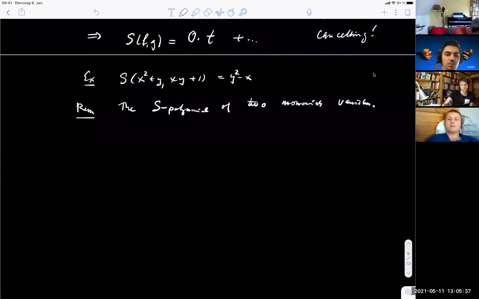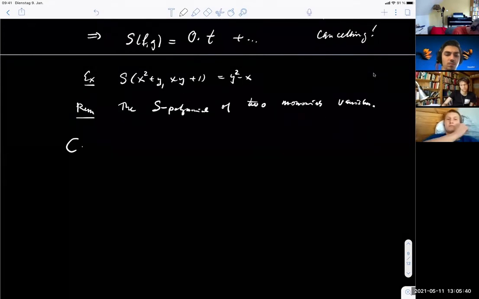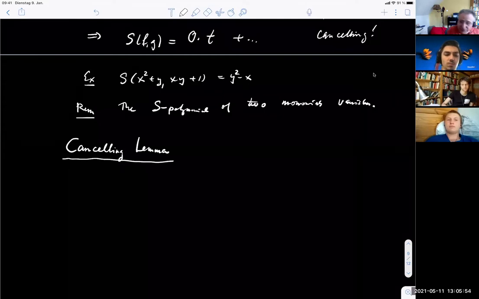And here is, I think, the canceling lemma. I believe this is the crucial lemma. I like to call it the canceling lemma. The proof will not be difficult, but I think it contains the crucial observation. It explains why the S polynomials are relevant. So we assume we are in a canceling situation. I have non-zero polynomials Gi.